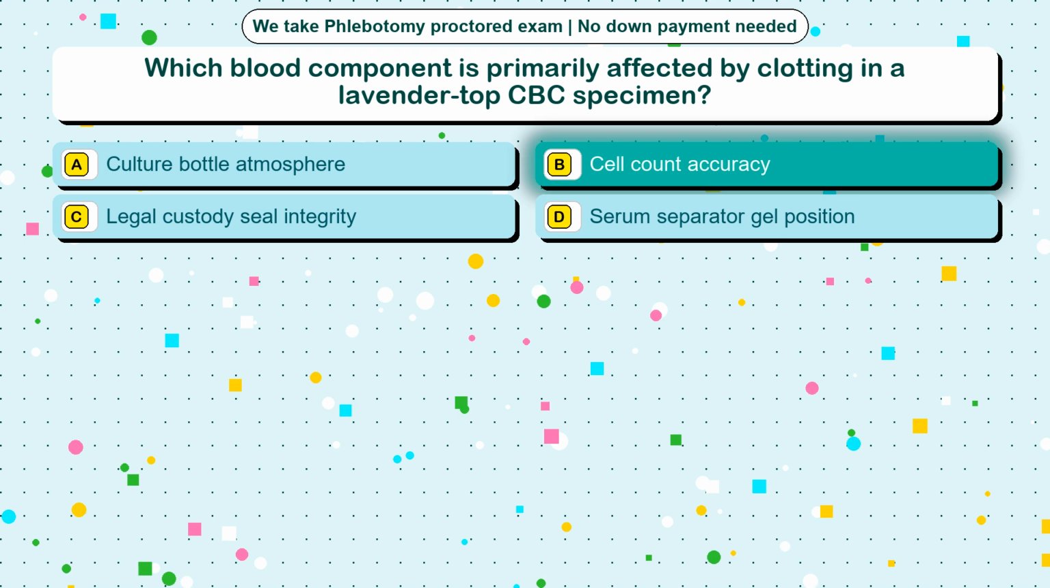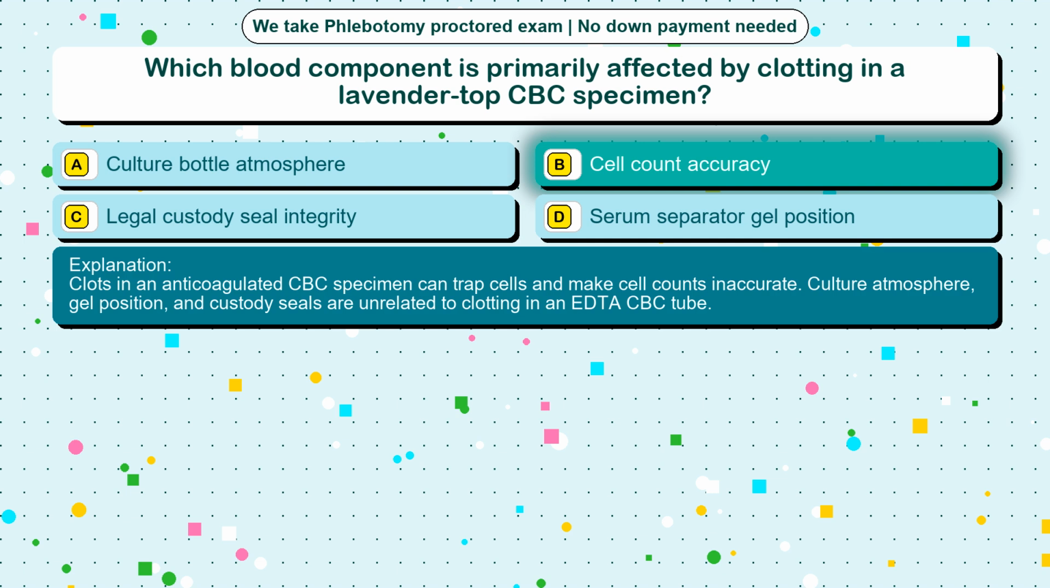The correct answer is option B. Cell count accuracy. Clots in an anticoagulated CBC specimen can trap cells and make cell counts inaccurate. Culture atmosphere, gel position, and custody seals are unrelated to clotting in an EDTA CBC tube.